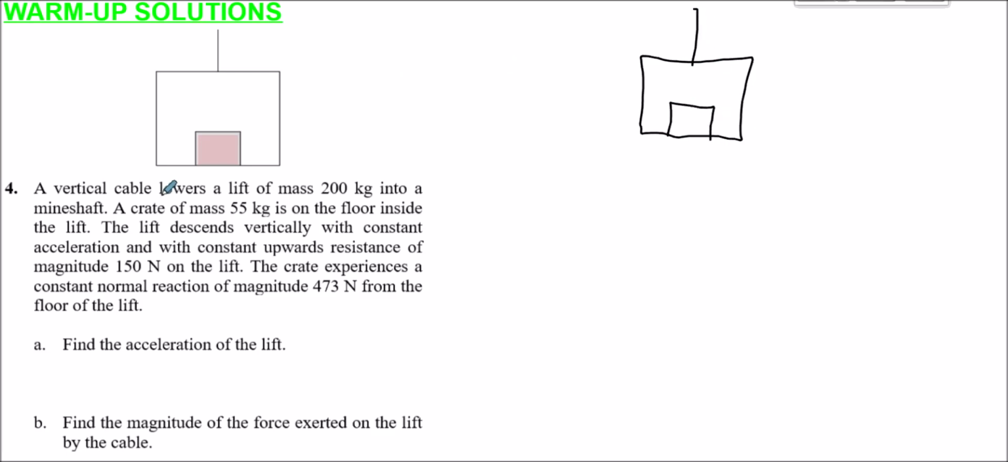So what are we told? We're told the crate has a mass of 55 kilograms, and so therefore we know the force due to gravity on this crate is going to be 55 G. And as a force of habit, unless a question says otherwise, I want you to learn that G is 9.8 meters per second squared. Depends on the question, but the de facto standard value is this. So we've labelled this in.